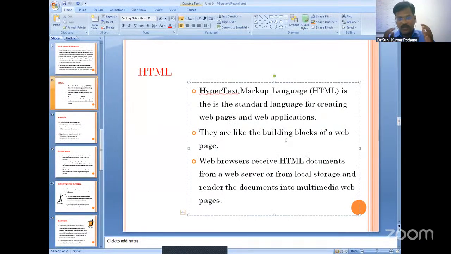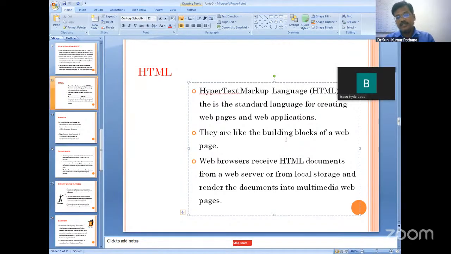Hypertext markup language is the standard language for creating web pages and web applications. They are like the building blocks of the web page. Web browsers receive HTML documents from a web server or from local storage and render the documents into multimedia web pages.